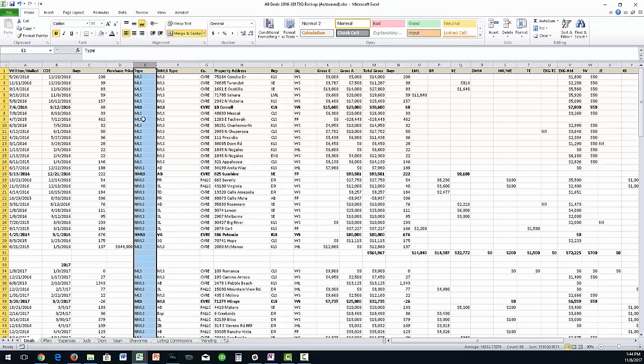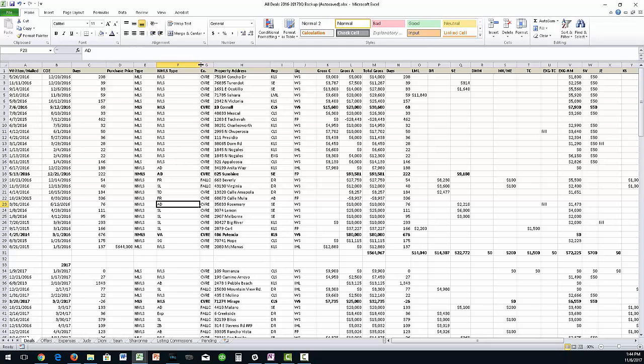Type is, there's only going to be two types here, MLS or non-MLS. If it's a non-MLS, I go into a little more detail regarding what type of mailer it was, or if it was Z-Buyer. It's basically the source that we got the lead from.